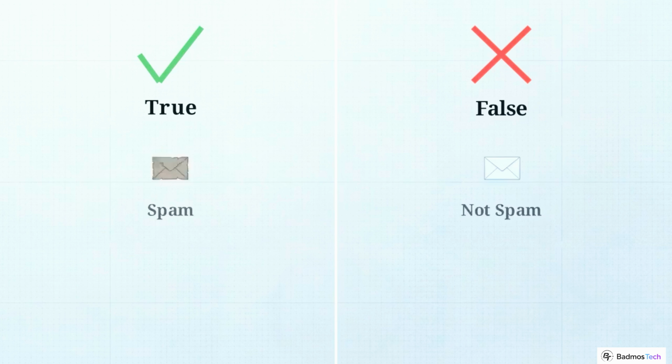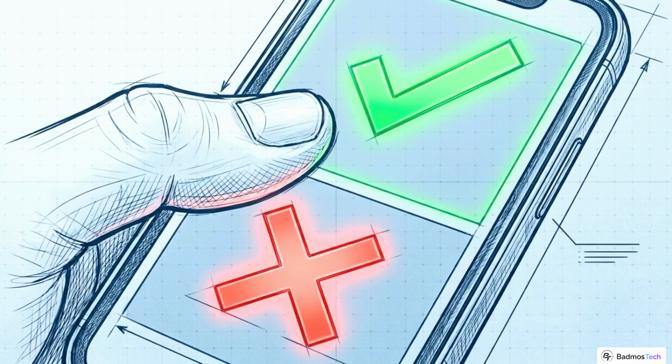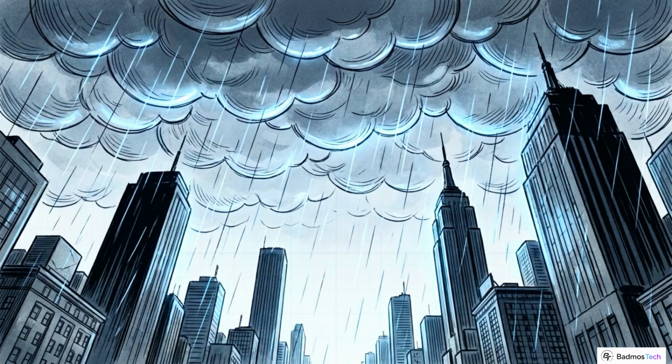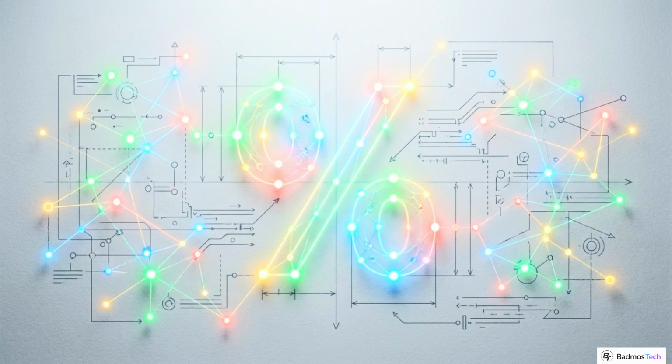It looks at data and answers a simple yes or no question: true or false, spam or not spam, disease or no disease. Whenever an app needs to choose between two options, logistic regression is usually the invisible logic engine doing the work. To understand how this works, think about what happens when you look up and see heavy, dark clouds. You intuitively know there is a high chance of rain. Computers arrive at these answers by analyzing past patterns to calculate the exact probability, the chance, of an outcome happening.